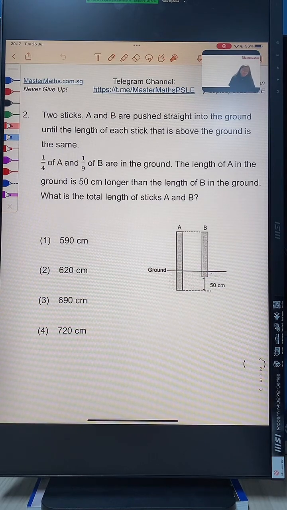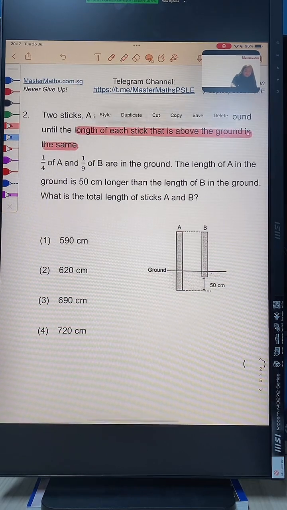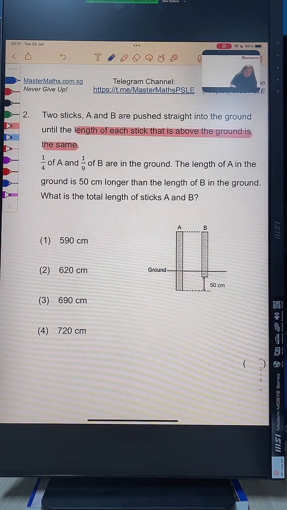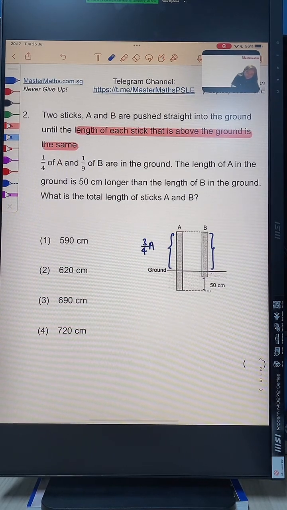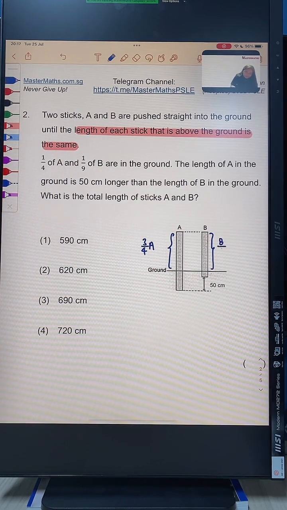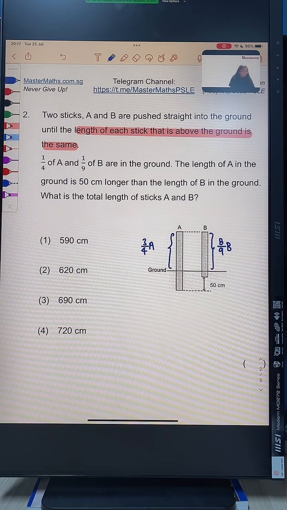If you're not so sure, let me give you a clue, okay? The clue is over here. The length of each stick that is above the ground is the same. That means the remaining amount of A and the remaining amount of B is the same. So if 1/4 of A is in the ground, 3/4 of A is above ground. And for B, that would be 8/9 of B that's above ground. Okay? Alright. Do we know how to solve this question?